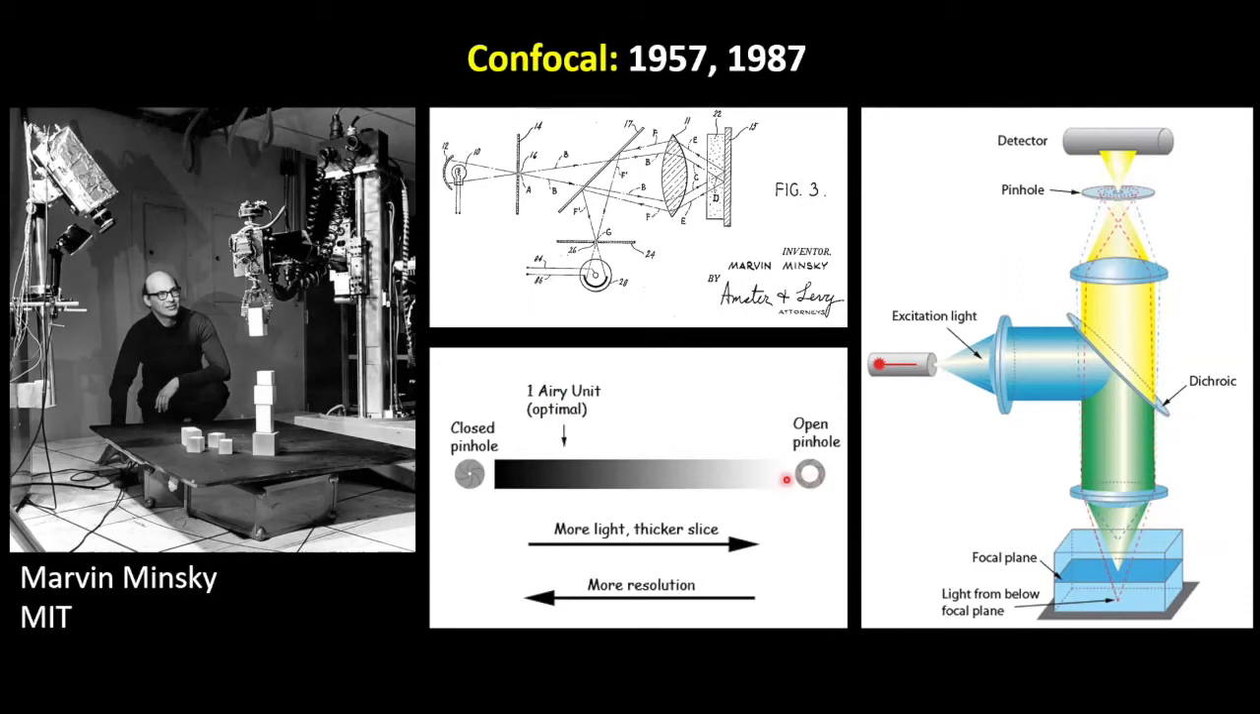People also know that if you close down the pinhole, you get a much sharper image, which means a higher resolution image. But the problem is, if you close down the pinhole, less light goes to the detector. So you suffer from the trade-off triangle problem again: you have a much lower signal-to-noise ratio and get a much noisier image.